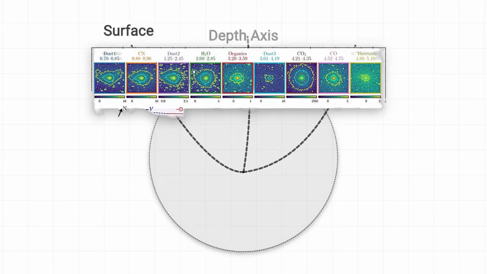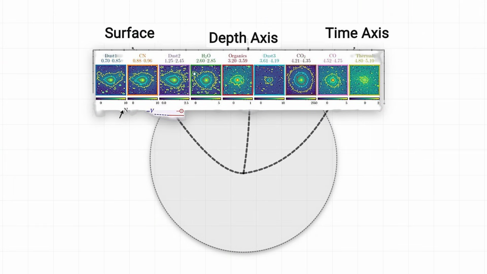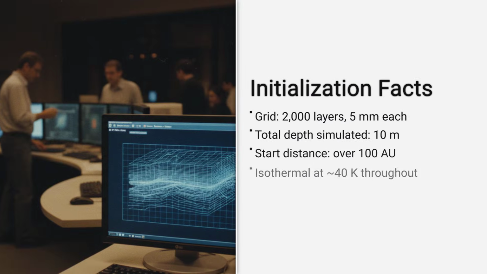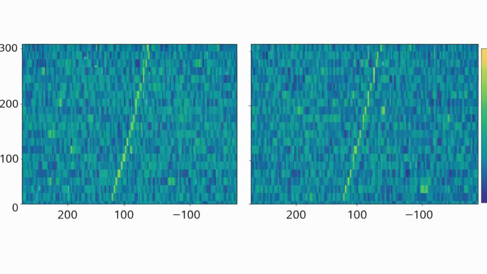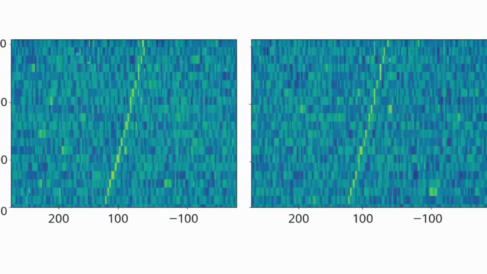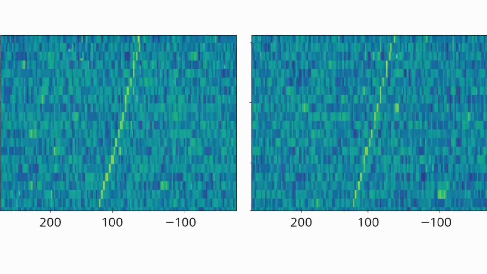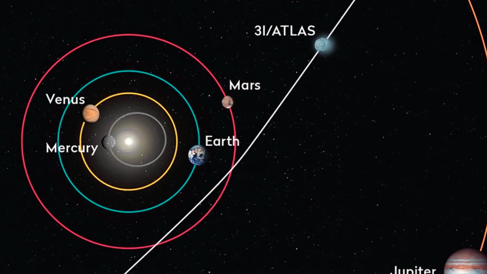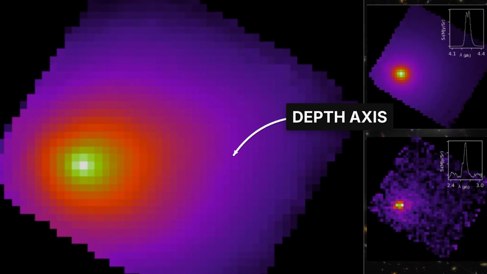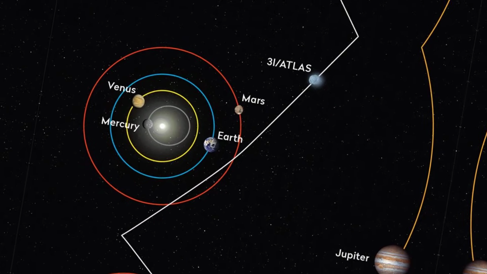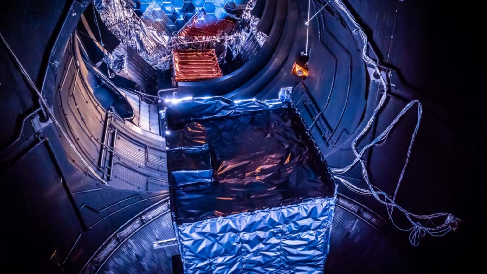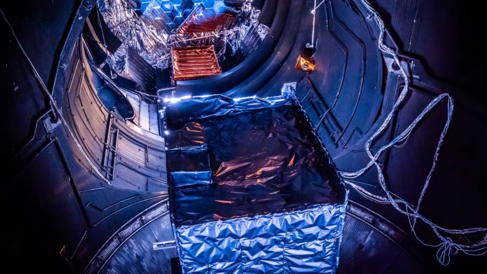This creates a stable, near isothermal starting point. The model grid extends downward from the surface in fine layers, each just 5 millimeters thick, reaching a total depth of 10 meters. Time zero on the heat map corresponds to this moment, with every layer at equilibrium. From here, the simulation will track how heat slowly penetrates downward as 3I Atlas moves closer to the Sun. The axes of the heat map, depth and time, are now defined, setting the stage for exploring how each parameter will shape the evolving thermal story.